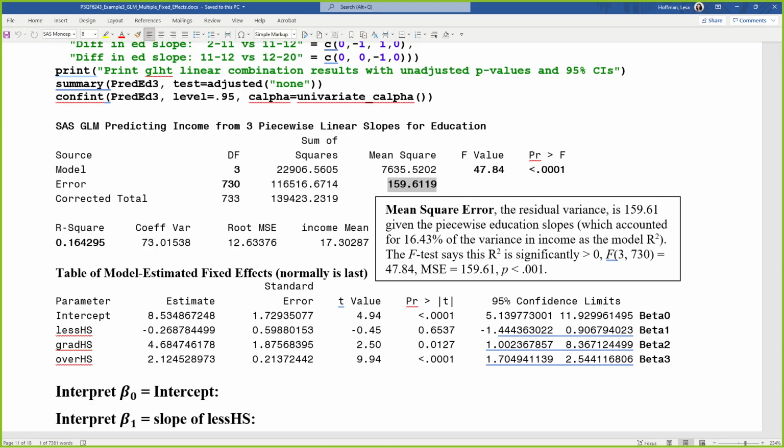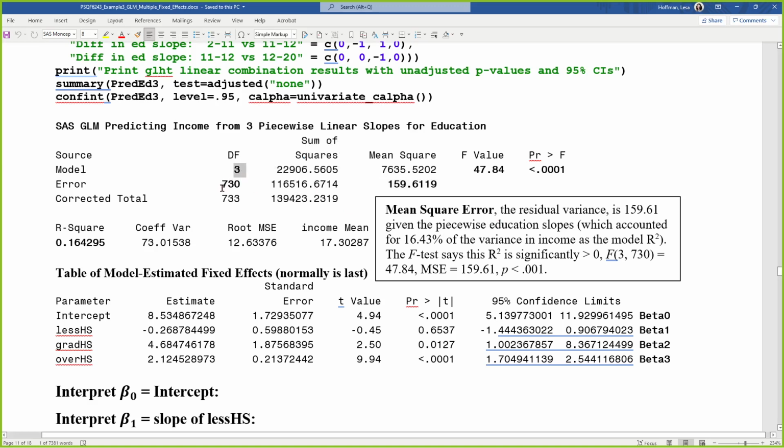Is it explained or unexplained? Which is it? Unexplained. Yep. This is what's left. Mean square error, meaning I don't know why some people still make more money. I controlled for education. So this is like a number that symbolizes all the reasons that we don't know why there's variability in this outcome.